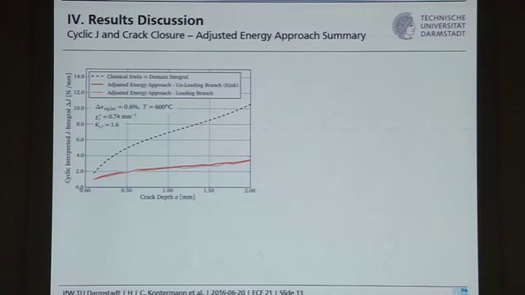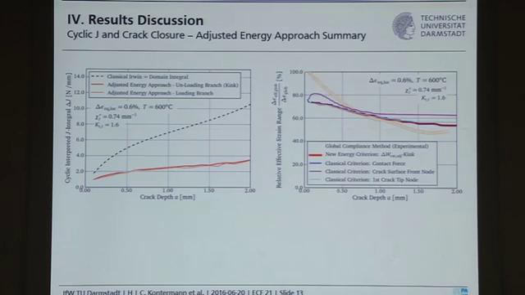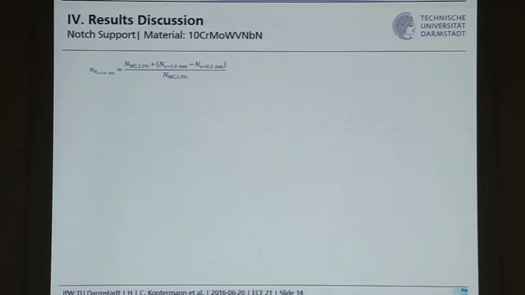Because I forgot to mention this. You see here for the unloading branch, and this red line indicates the classical approach. You see there is a very good correlation up to the kink, up to where the crack first closes. So this complex PICC adjusted energy approach is in very good agreement with the classical Irwin approach, which underlines the applicability of this approach.